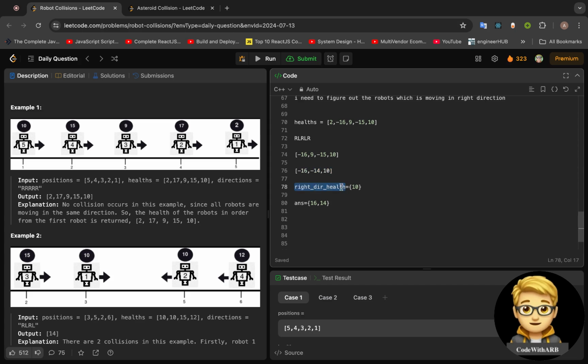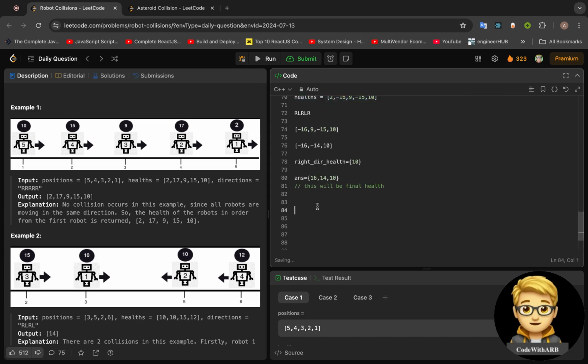So one thing is clear: this will move in right, this all will move in left, they will never collide. So the values which are in the right direction health stack, remaining after iterating through all, would also be included in my answer. So this is my final health. This is a very simple example. Let's just twist it to some other examples.